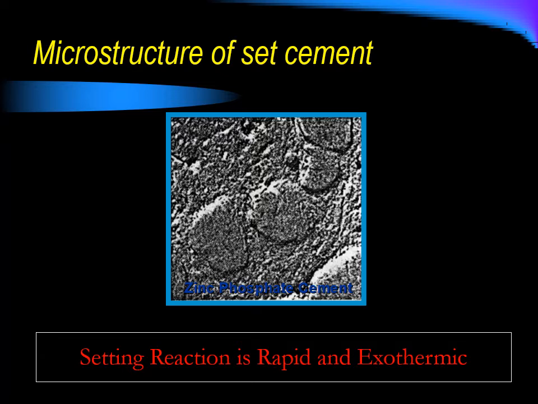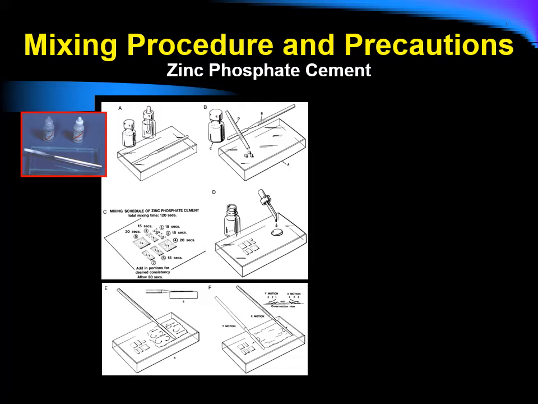The character of this reaction is rapid and exothermic. The exothermic heat of reaction accelerates the setting time of this type of cement, which doesn't give enough working time. So we have to minimize the heat evolved during the reaction to extend the working time. Extension of the working time can be done by the operator during the mixing procedure of this type of cement.